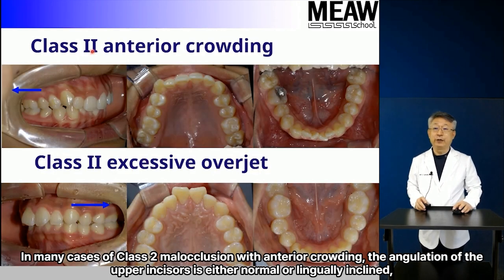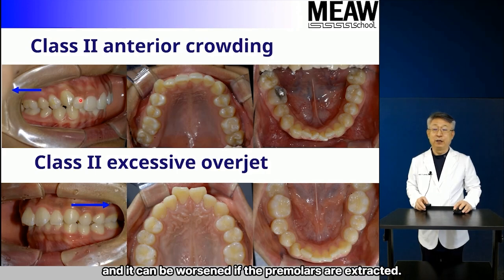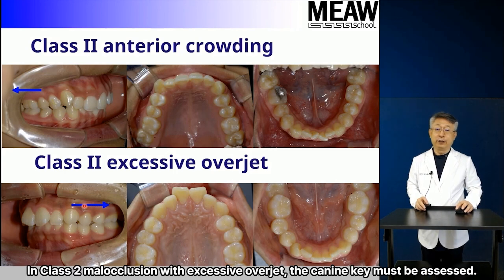In many cases of class 2 malocclusion with anterior crowding, the angulation of the upper incisors is either normal or lingually inclined, and it can be worsened if the premolars are extracted. In class 2 malocclusion with excessive overjet, the canine key must be assessed.